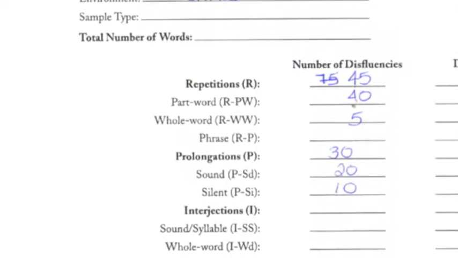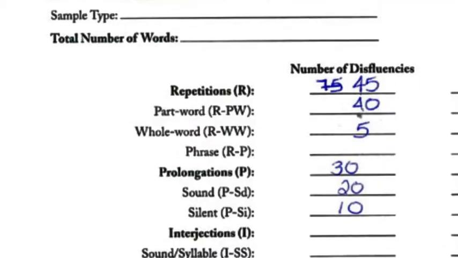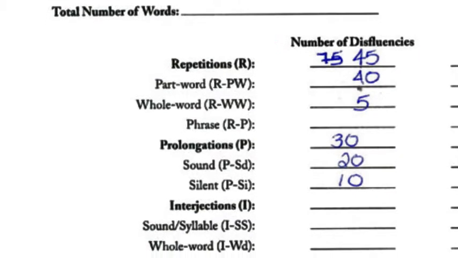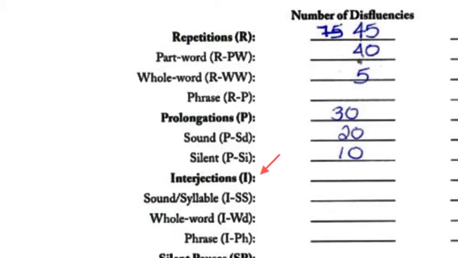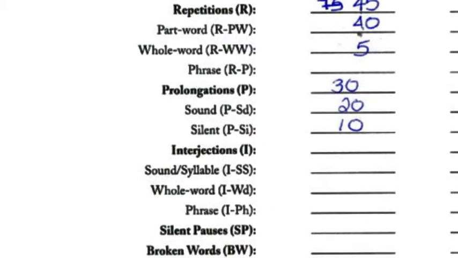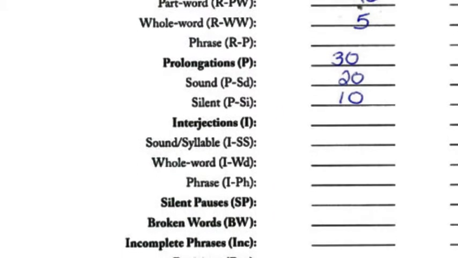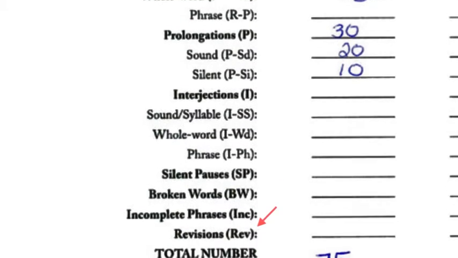Disfluencies are often categorized by type. The major types include repetitions, prolongations, interjections, silent pauses, broken words, incomplete phrases, and revision.